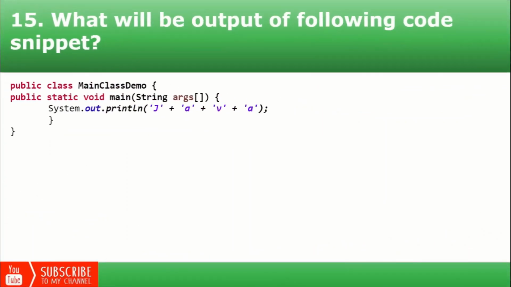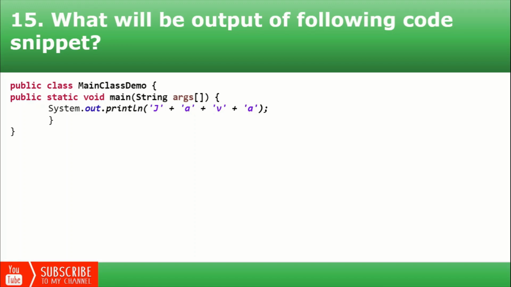Now, in the last question, let's see a small code snippet and try to find out its output. So here we have this main class. In that we have a main method and a single SOP statement. Here we are trying to print the character literals J, A, V, A and trying to concatenate them with a plus sign. If you can guess what the output will be, you can pause the video for a second.